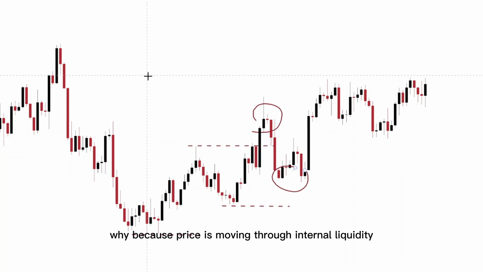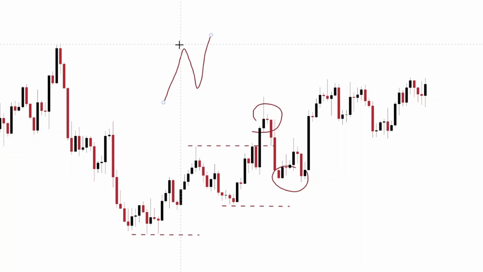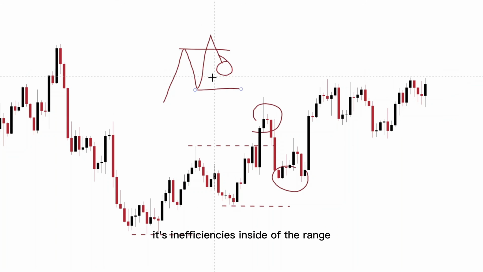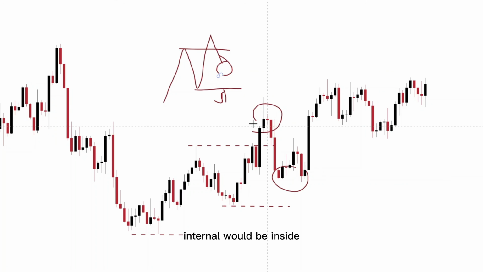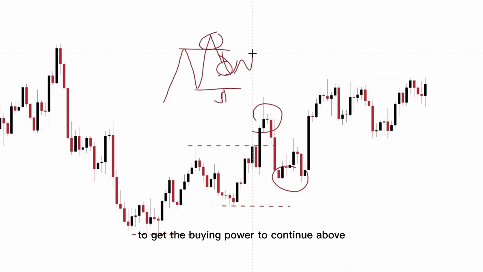Why? Because price is moving through internal liquidity. Price is breaking structure, coming back inside for internal liquidity. What is internal liquidity? It's inefficiencies inside of the range. External liquidity would be outside of the range. Internal would be inside. So price is breaking structures and coming back inside of the range to grab orders to get the buying power to continue above.